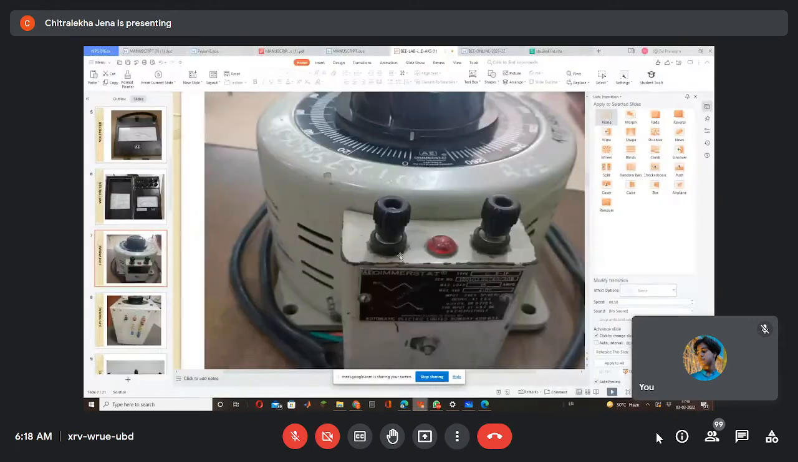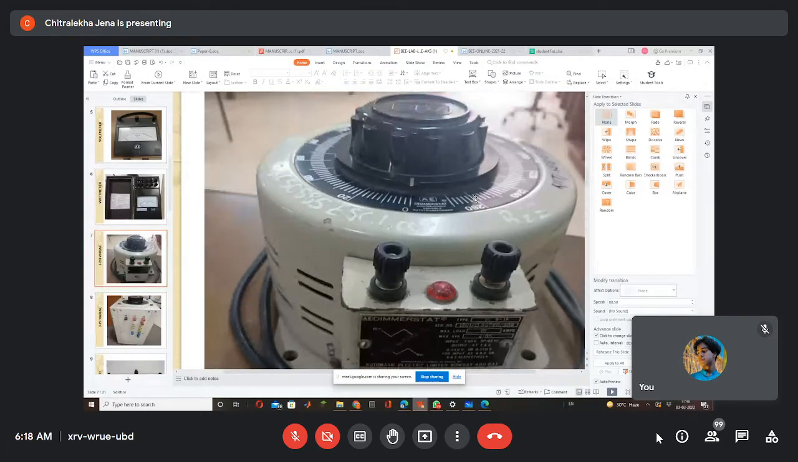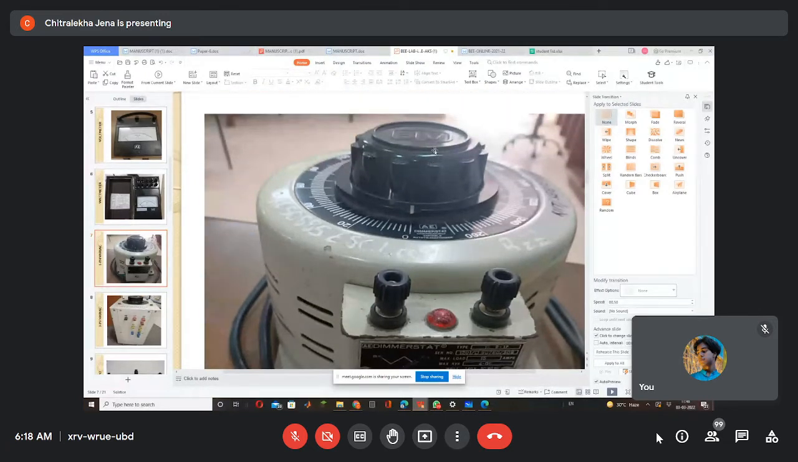We can rotate this knob, and we can connect a voltmeter here to see how much voltage there is. We can change it. From 0 to 230 volt, we can vary it.